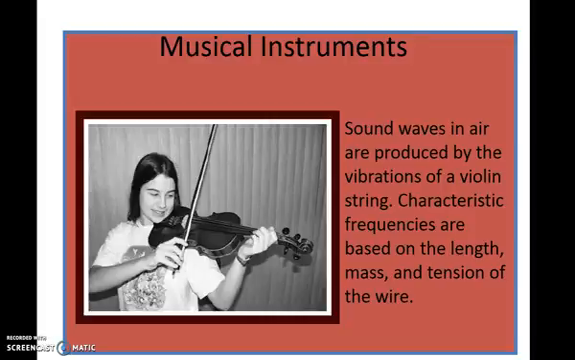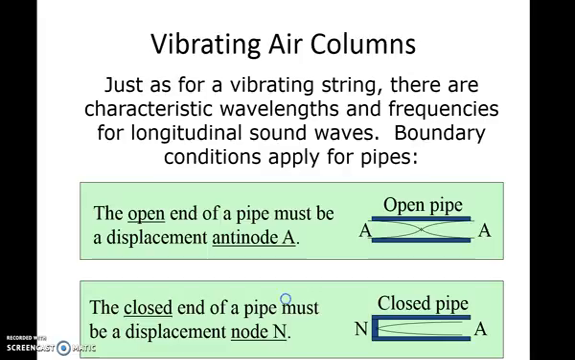So sound waves in air are produced by the vibrations of a violin string. Characteristic frequencies are based on the length, mass, and tension of the wire. Now, vibrating air columns. Just as for a vibrating string, there are characteristic wavelengths and frequencies for longitudinal sound waves. Boundary conditions apply for pipes. The open end of a pipe must be a displacement antinode A. The closed end of a pipe must be a displacement node N.